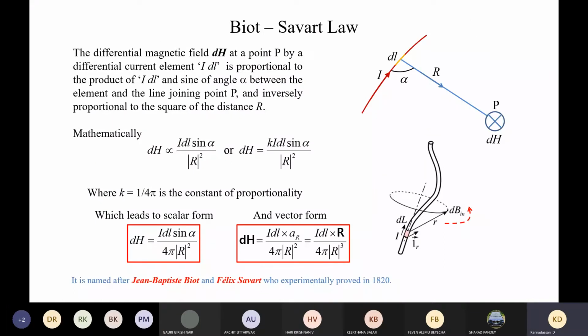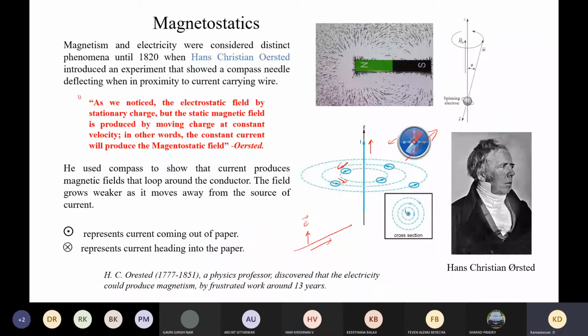Later, Biot and Savart developed the Biot-Savart law. Here they gave it in a more mathematical and precise form, and they did it experimentally in the same year. Oersted developed many other theories, not only on the magnetic field, but the Biot-Savart law is more relevant to magnetic cases.